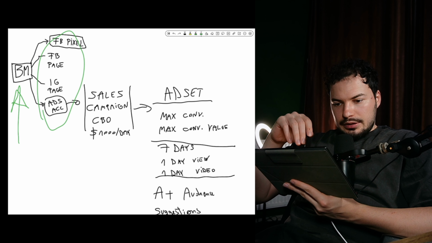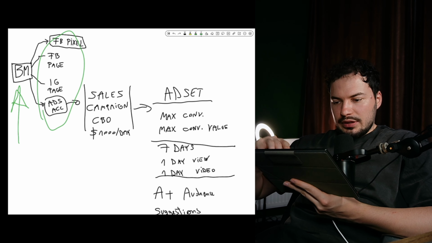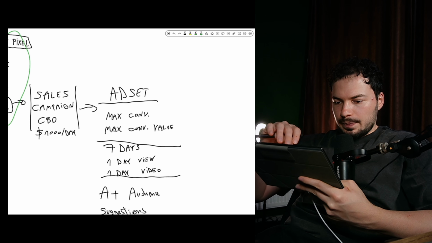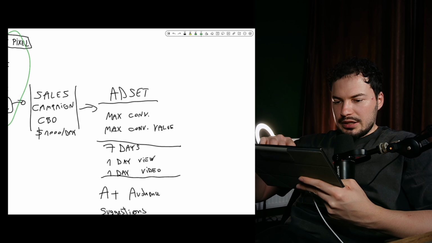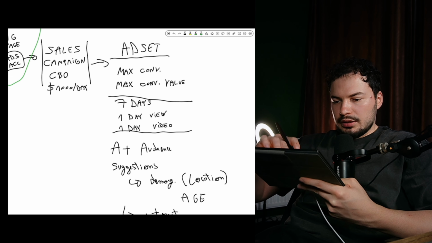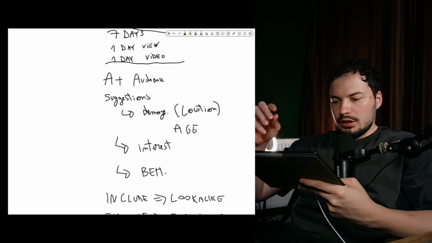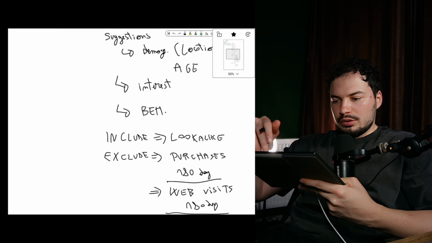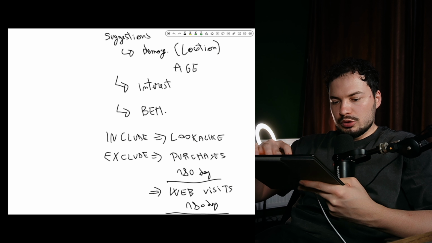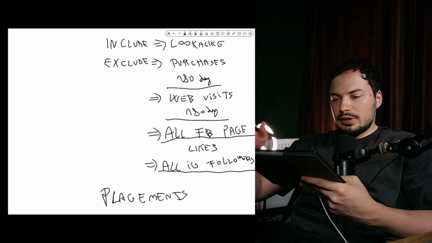You have the sales campaign, which is only one sales campaign with the budget at the campaign level. Then you have the ad set. Here you have maximize conversions in the first place. Then you have the 7 days click, 1 day view, or 1 day click, 1 day view. It really depends on the price of your product. The Advantage Plus audience is on, and you can add suggestions like interests, demographics, and behaviors. You include lookalike if you have lookalike. If you don't have a lookalike, don't add anything here. And you can also exclude past purchasers, web visitors, all Facebook pages, and all IG followers.